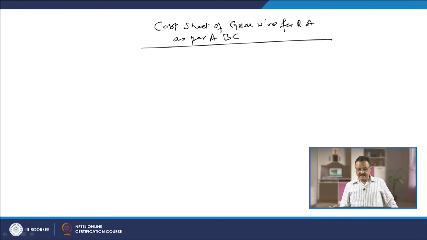So, the cost sheet of the gear buyer for Reliance Ancillaries as per the ABC, activity based costing system, because the previous cost sheet is already there with you and we have calculated the cost as 5 rupees. Let us see now how much is the actual cost here, we will try to find it out.